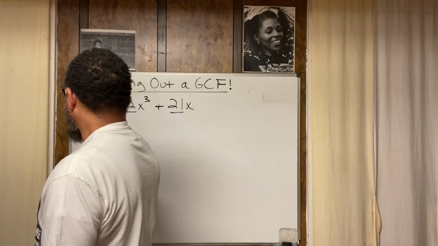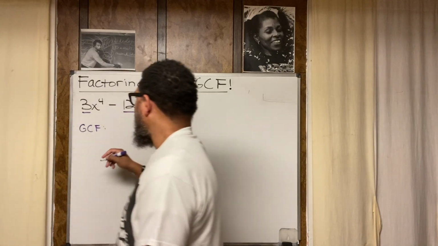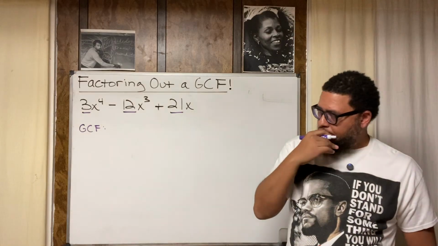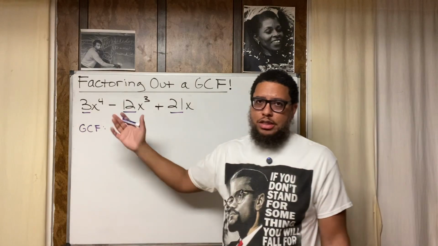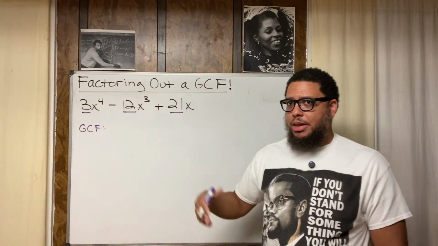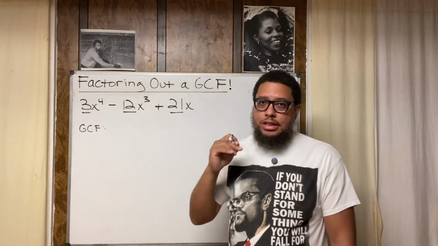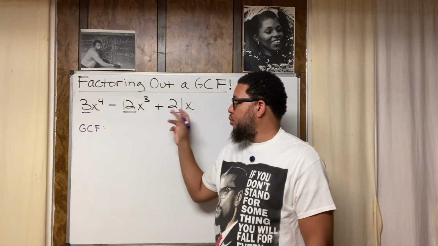So I like to write down GCF, put a colon, and then I say, okay, I got a 3, a negative 12, and a 21. I'm going to treat this negative 12 like it's a positive 12, though, and I'm going to just make my GCF of those three a positive number anyway. So what is the GCF of 3, 12, and 21?